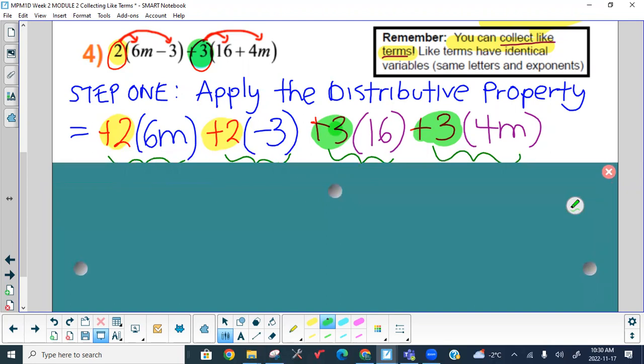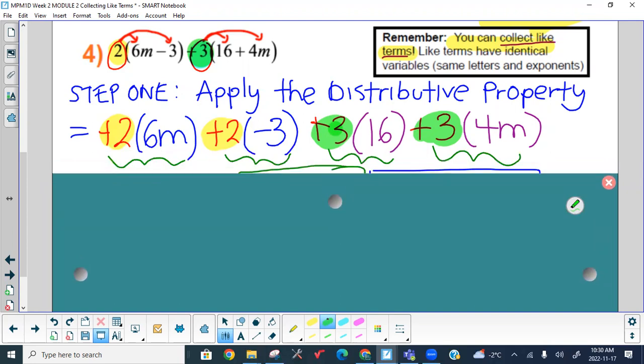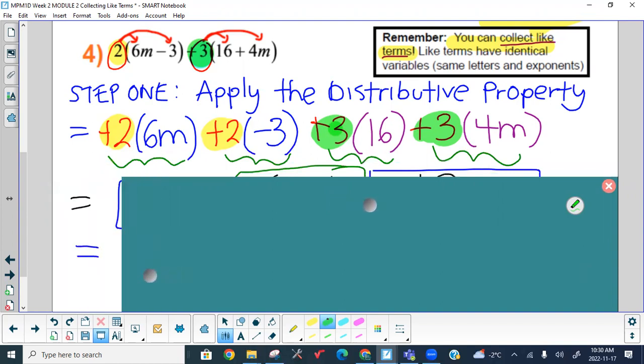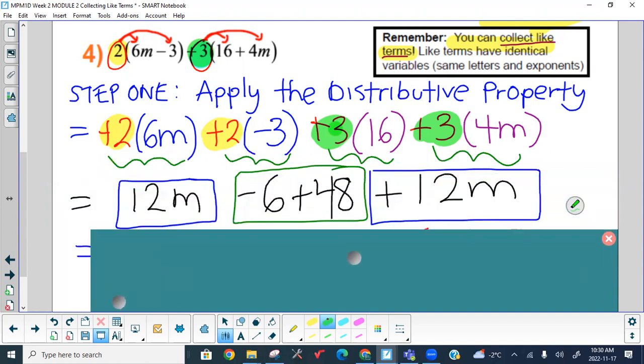So now we have to start combining. +2 times 6m gives me +12m. +2 times -3 is -6. +3 times 16 is +48. +3 times 4m is +12m. So I've applied the distributive property.